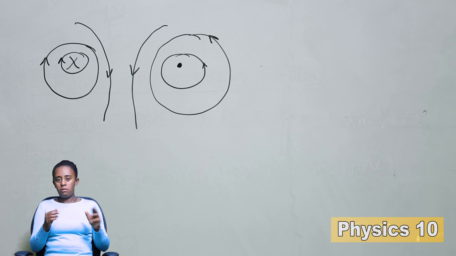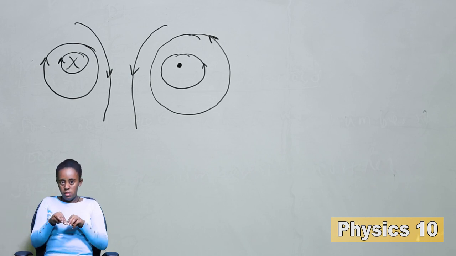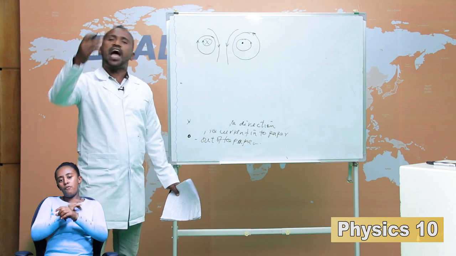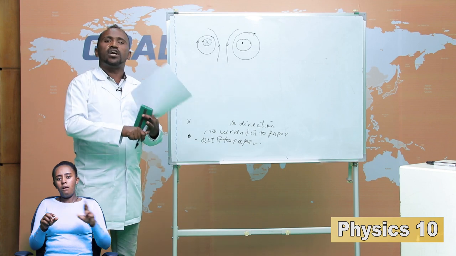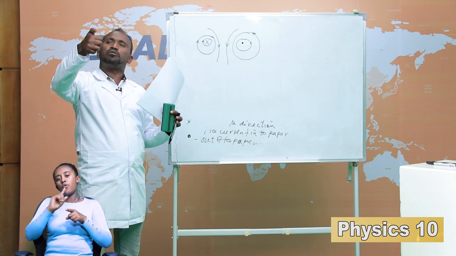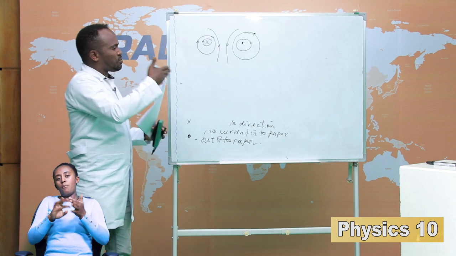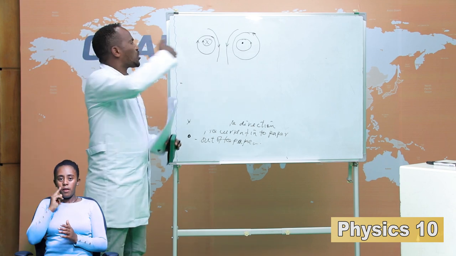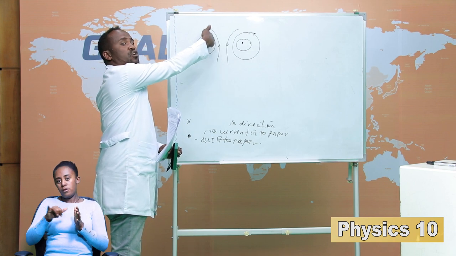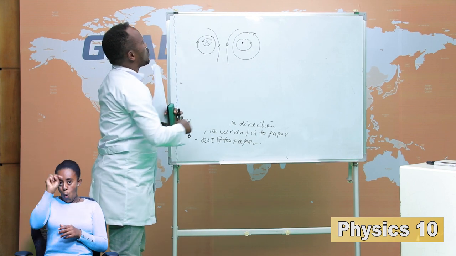So how can we determine the direction of the poles of this magnet? It is also possible to determine the poles of the magnet by using our right-hand rule, pointing our fingers toward the direction of the current; my thumb shows the direction of the poles. For example, if I point my fingers along this current, my thumb shows the direction of the north pole of the magnet. This is the north pole of the magnet.